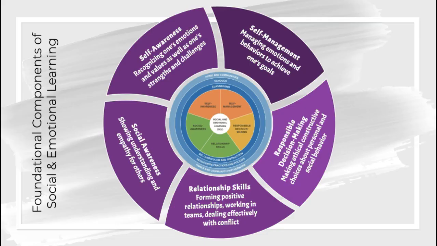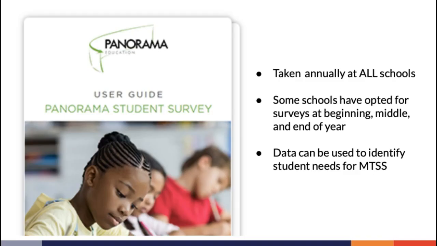First, social emotional learning is made up of 5 different components: self-awareness, self-management, responsible decision-making, relationship skills, and social awareness. These 5 foundational components have been established by CASEL, the Collaborative for Academic, Social, and Emotional Learning, and are widely adopted as being the 5 main components.